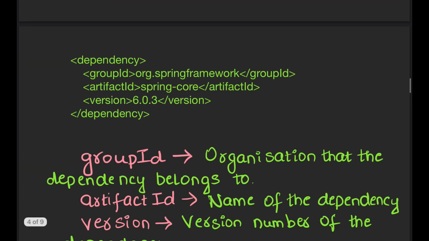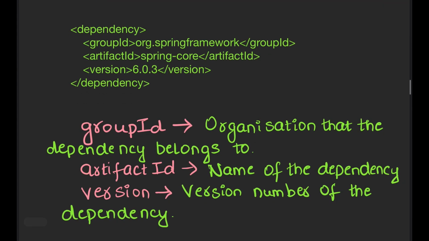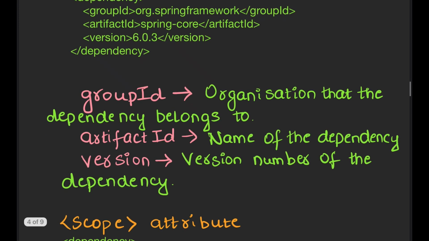Moving on, here is a sample dependency element that you would add in your pom.xml file. This element includes the group ID, artifact ID, and version of the dependency you want to add. Let us look at each of these. Group ID. This specifies the organization that the dependency belongs to. For example, here the group ID is org.springframework.